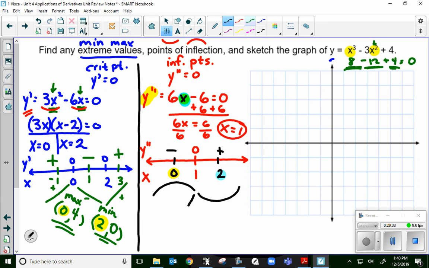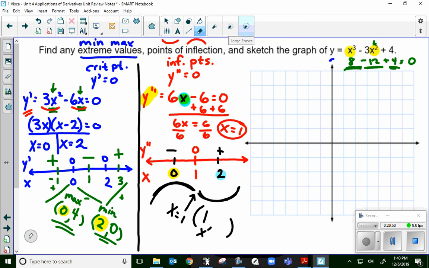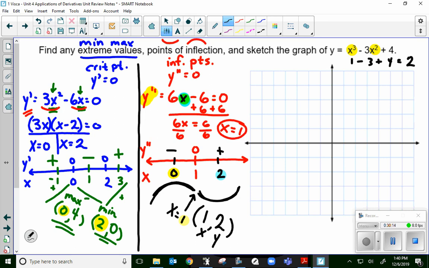And you see my inflection point? That's at x equals 1, right? That's where I change from sad face to happy face, right at that point. So it's at the point 1, comma. How do I find my y value? When I have an x, I plug it into the original equation. So I take my value of 1 and plug it in here. 1 cubed is 1. Minus 3 times 1, that's minus 3. So 1 minus 3 plus 4 would be 2. This is the y value for my inflection point.